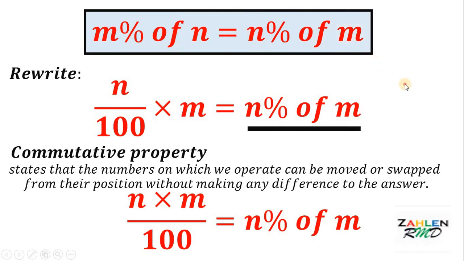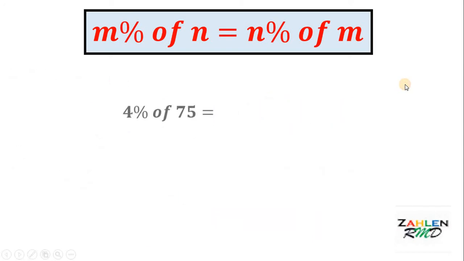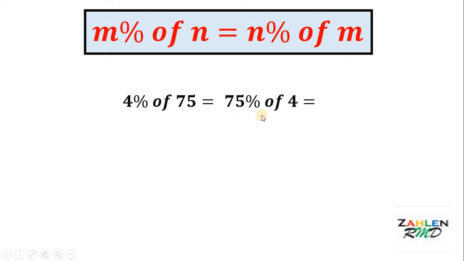Now at this point, let's use this knowledge to answer the viral question. What is 4% of 75? And this is just the same thing as 75% of 4. And this is much easier than 4% of 75. And 75% of 4, you can do it in just 3 seconds, and the answer must be 3.